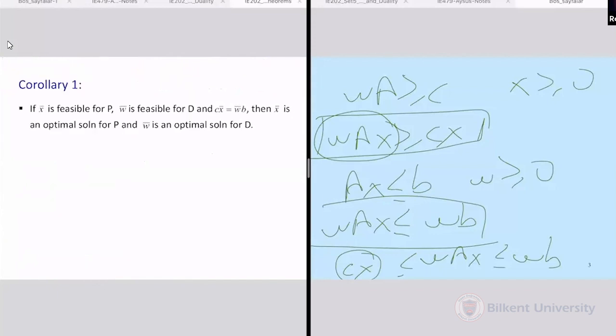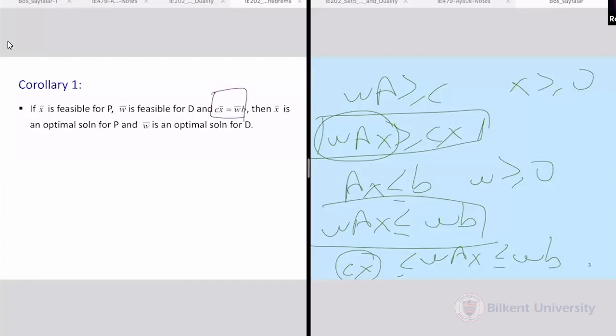Once their objective functions are equal, that's what they are, right? CX bar equals W bar B. Then both solutions are optimal to their respective problems. Why? Because they're attaining their bounds. Yeah. So that is the first corollary of the weak duality theorem.